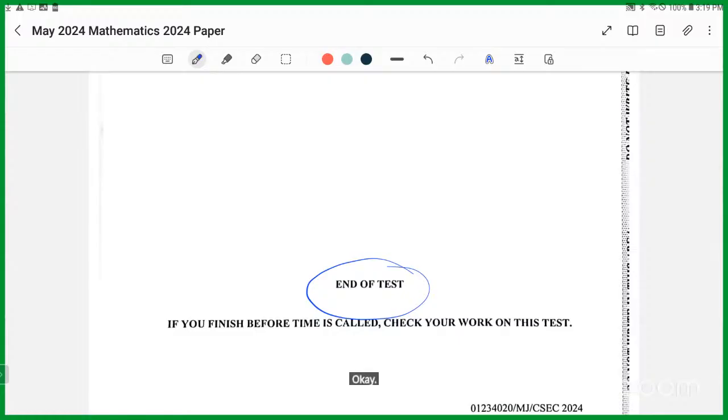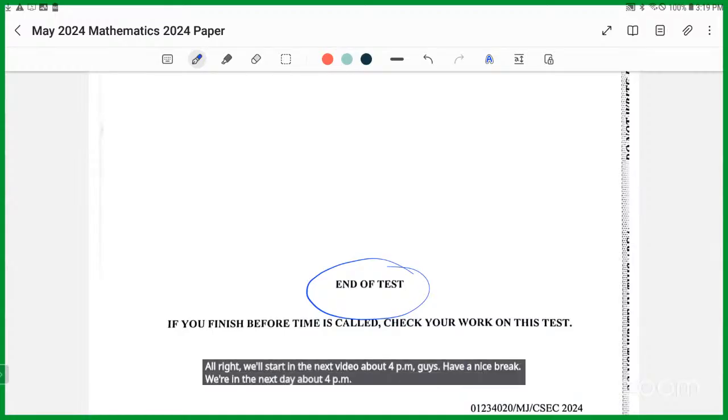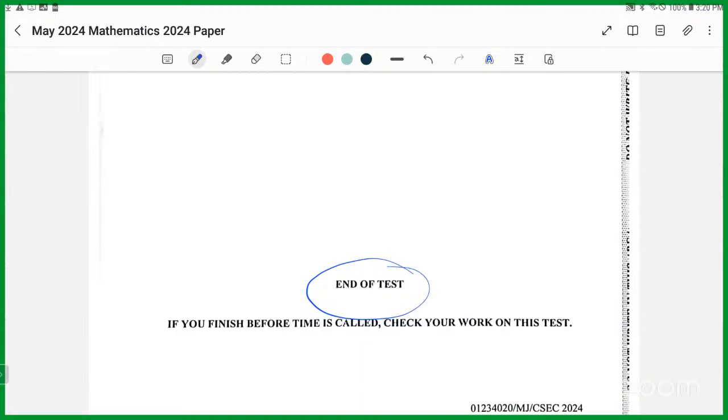All right, we'll start the next paper at 4 p.m., guys. You have a nice lengthy break. What did you get?